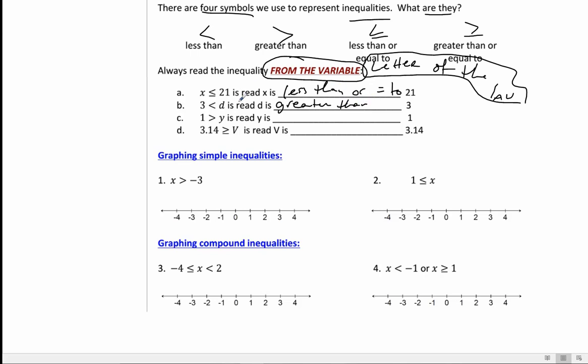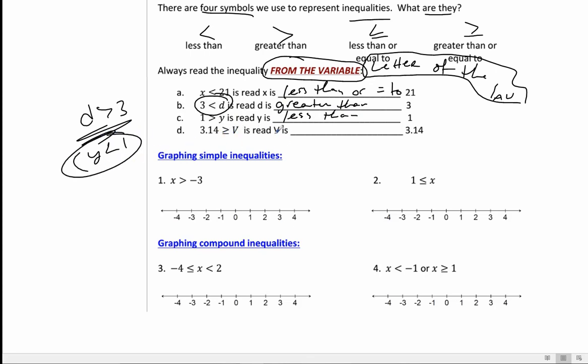than 3. Okay? If I were to change this around, it would say D is greater than 3. That's the greater than symbol. Y is less than 1. Again, if I flip that around, Y is less than 1.